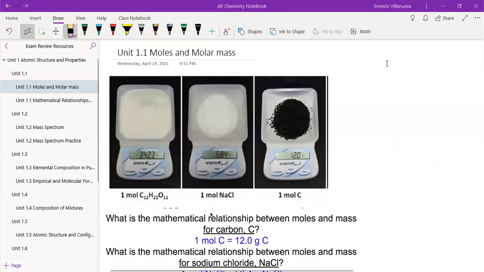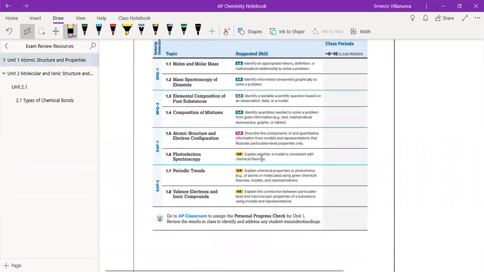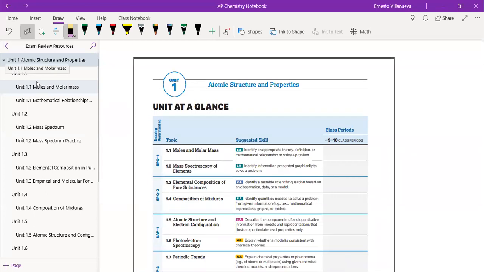Hey guys, so here's the first video in a series of videos that's going to cover review for the AP exam. If you look at your notebook, you should have the page titled Unit 1 Atomic Structure and Properties. This will give you an overview of everything that's going to be covered in the unit. And when you click on the drop down arrow, I should have everything already set up for you, unit by unit.